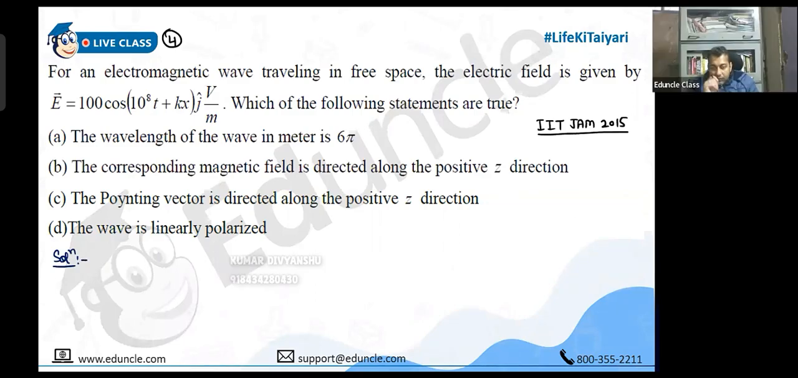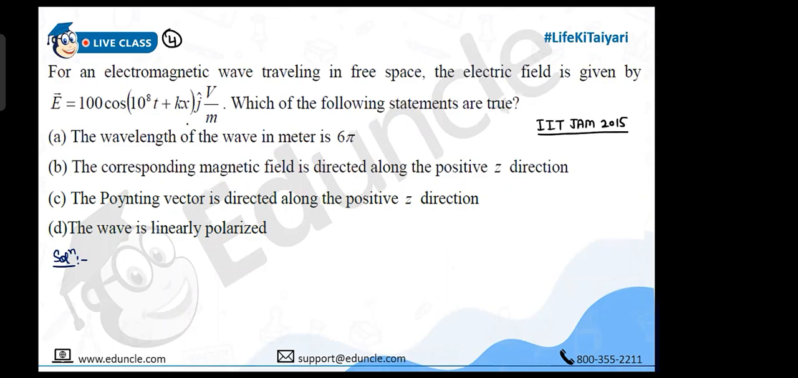So you need to check all the options in such circumstances because all are asking about different quantities: wavelength, magnetic field, Poynting vector, polarization. If you are able to get k, then you can get lambda also, because k is 2 pi by lambda, so lambda is 2 pi by k. No, Rita, one of these is wrong. Very good, Durga.